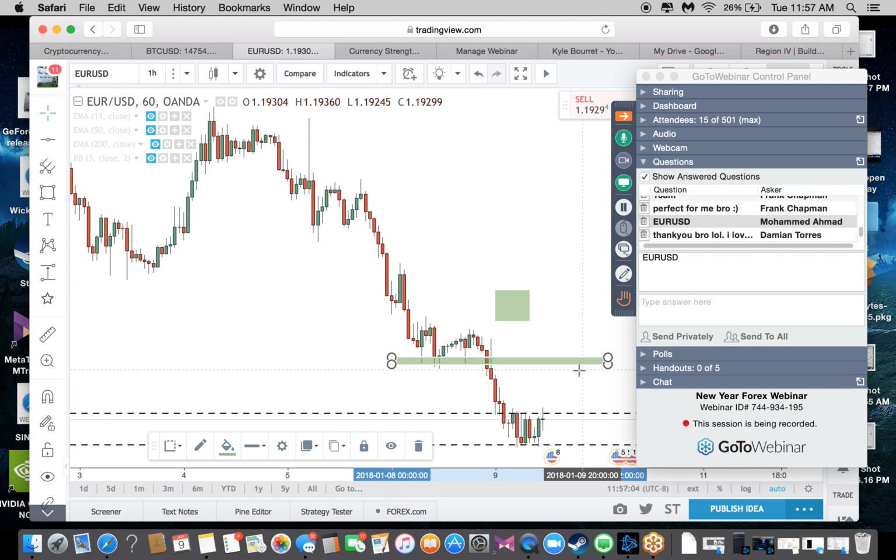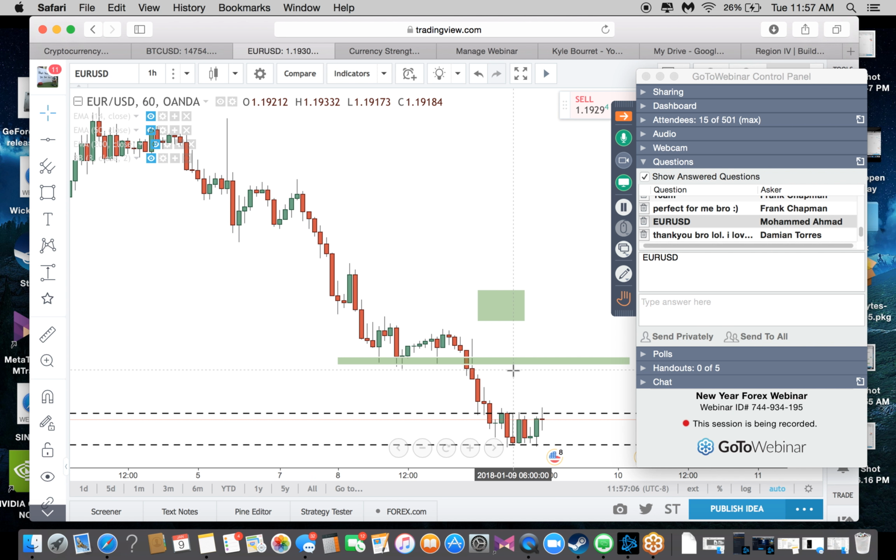We have our support level here. We've already broken our support off of the 1 hour time frame. You can see our price already broke support. This was at 10 p.m. We have confirm. We've already broken support, so we can expect that price is going to continue going down.